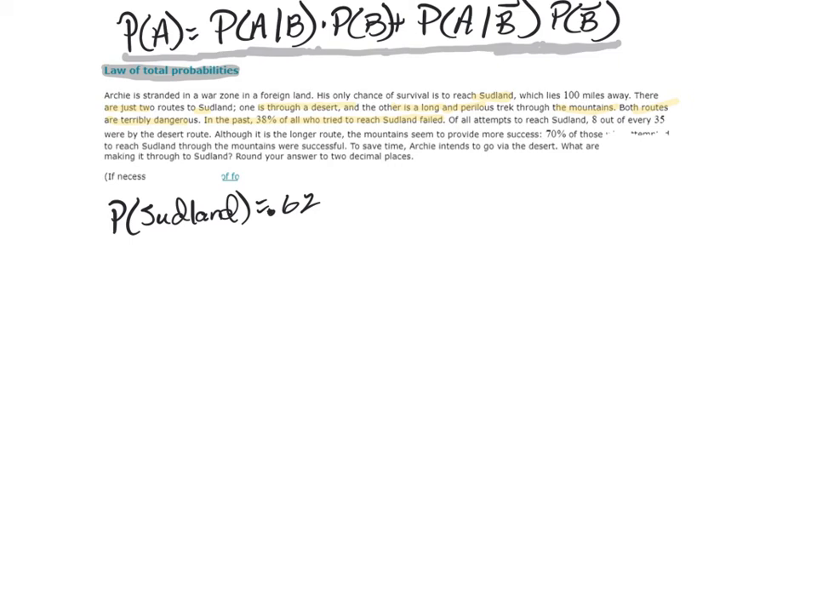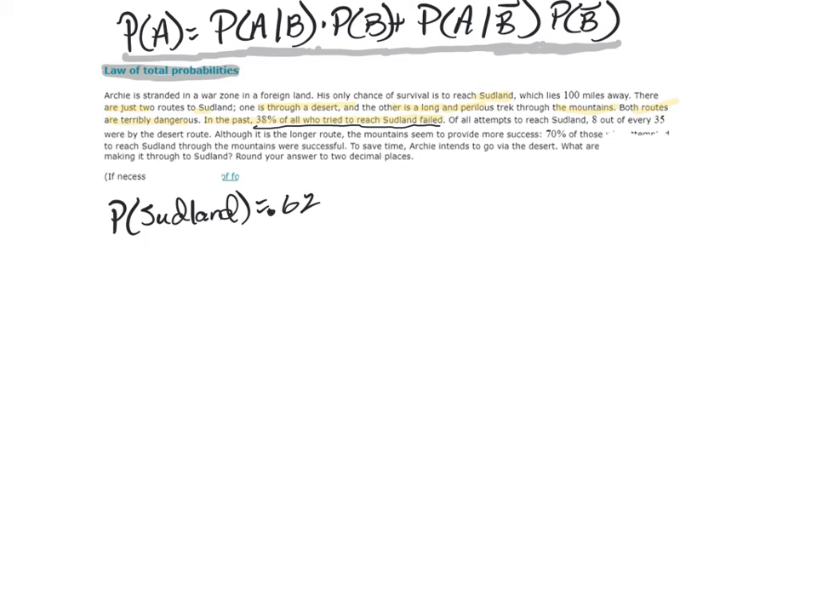All right, so the first time, I'll be honest with you, I missed it, because I wrote the probability of getting to Sudlin was 38%, but it says 38% of all who tried to reach Sudlin failed. So the complement to that, to reach Sudlin, would be 62%, because 38 and 62 add up to 100. So there's a tricky part right off the bat.